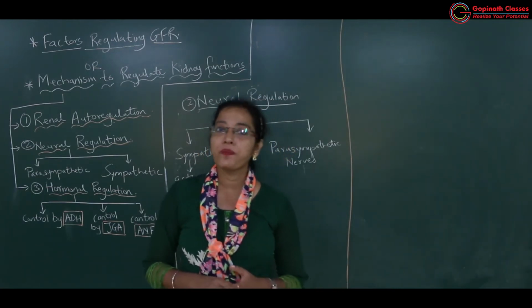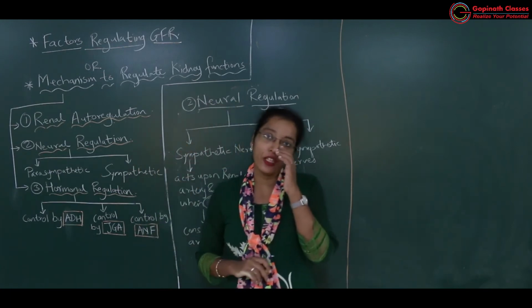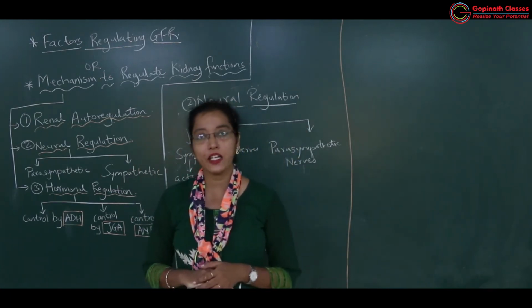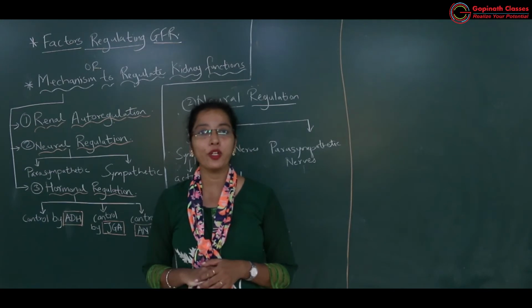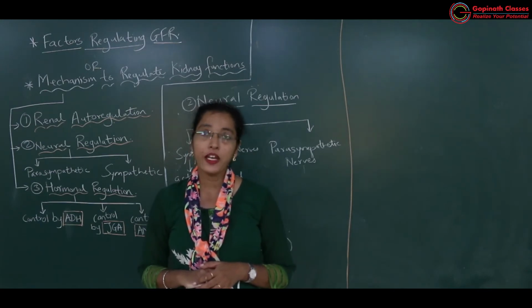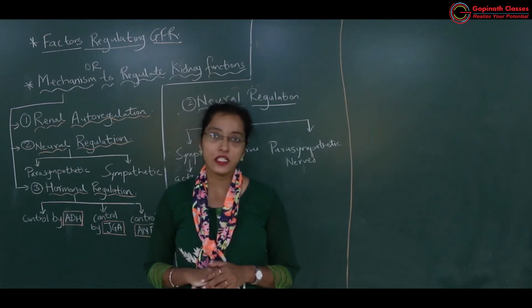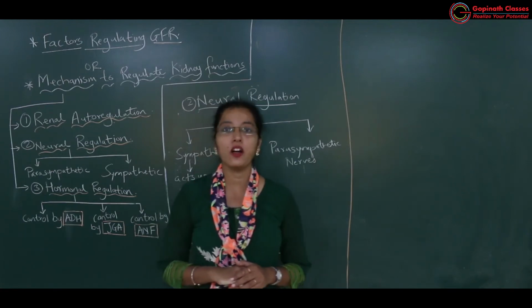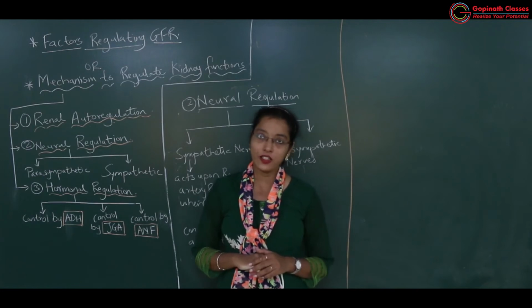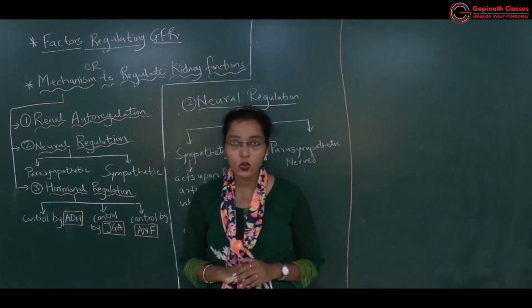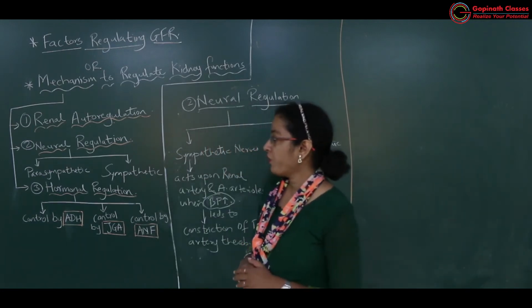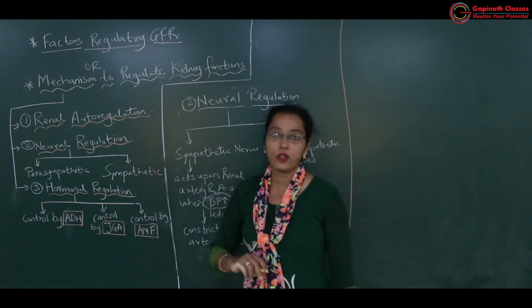Then in renal autoregulation we have also studied the second mechanism, that is tubuloglomerular feedback, in which the macula densa and juxtaglomerular cells are involved in regulating the GFR. Okay, now we'll study the neural regulation.